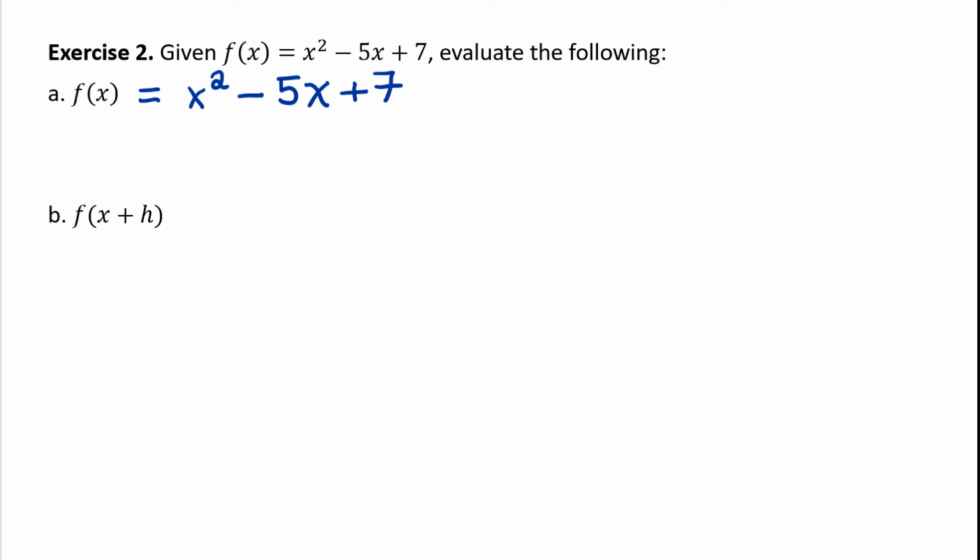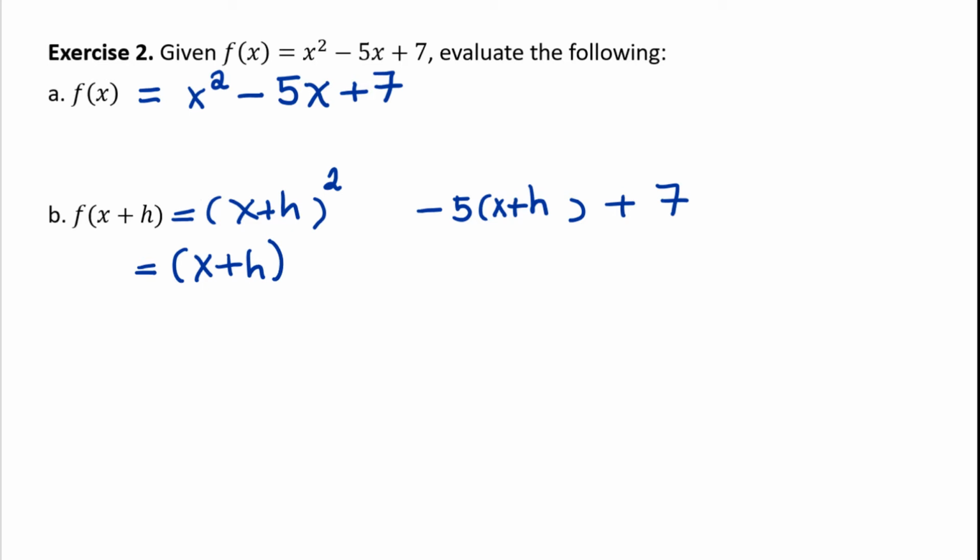We will put in x plus h every place there is an x in the original function, so this is equal to open parentheses, squared, minus 5 times the open parenthesis, plus 7. Now we'll put in x plus h every place we left the open parenthesis, so one more x plus h. Continuing, x plus h squared means x plus h times x plus h. Then we will distribute the negative 5, so we would have negative 5x, distributing again, minus 5 times h, and then plus the 7.